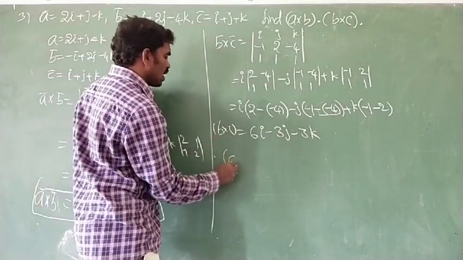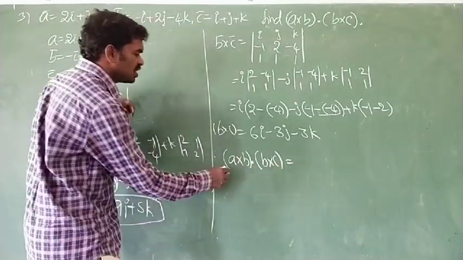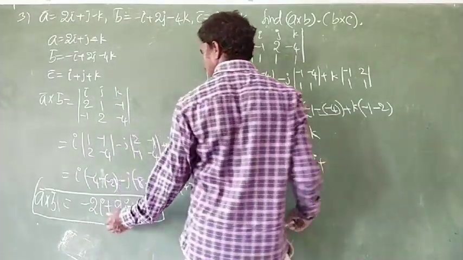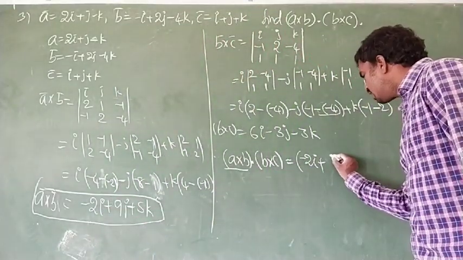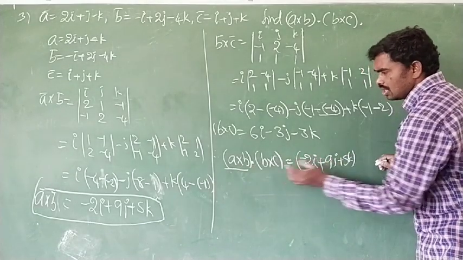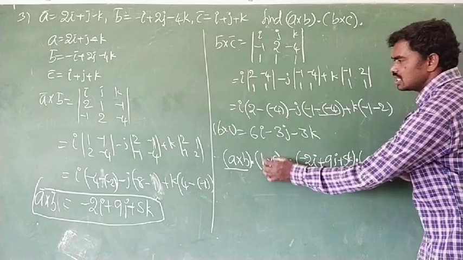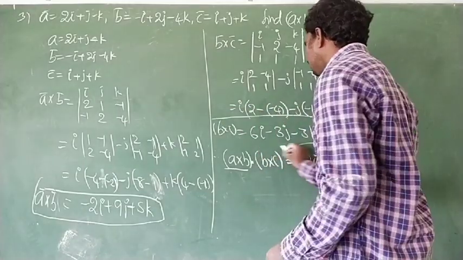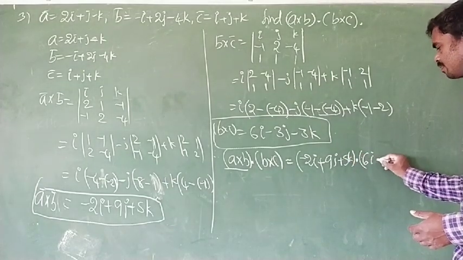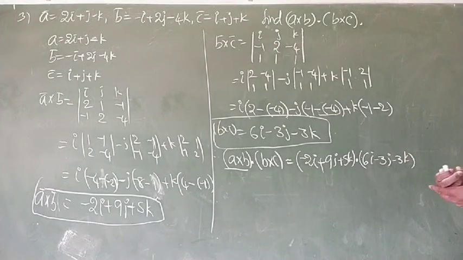So therefore A cross B dot B cross C is equal to what? First write A cross B, that is minus 2i plus 9j plus 5k. Next, dot. Next B cross C. What is B cross C? Yes, this is B cross C: 6i minus 3j minus 3k. How can we simplify? You just tell me.